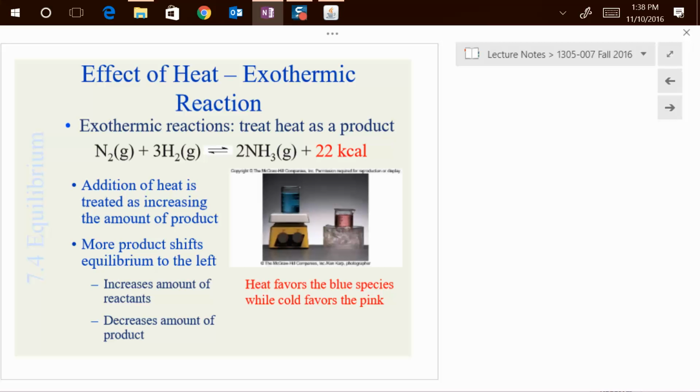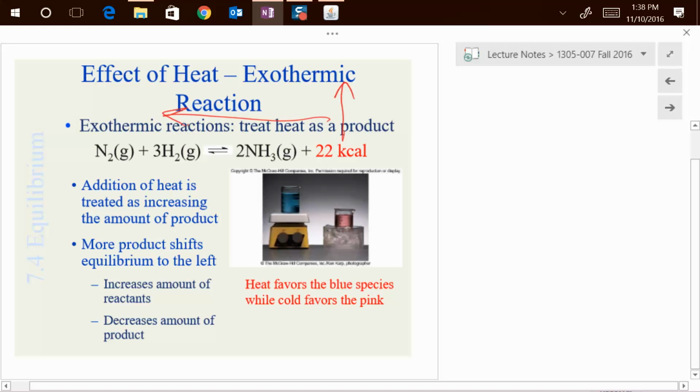If you write the temperature or the energy correctly into the equation, then it acts just the same way as concentration. If I increase the temperature, it shifts away. If you decrease the temperature, it shifts towards. That's how Le Chatelier's principle works. That's how we predict the shift. Okay?